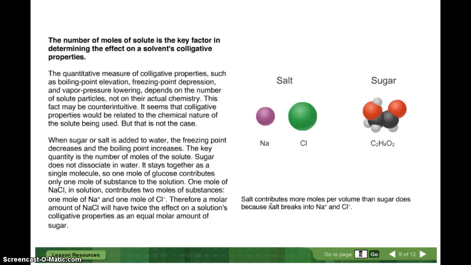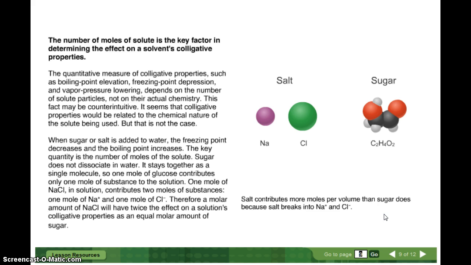Sugar does not dissociate in water. It stays together as a single molecule. So 1 mole of glucose contributes only 1 mole of substance to a solution. 1 mole of sodium chloride in solution contributes 2 moles of substances. How? You get 1 mole of Na and 1 mole of Cl. Therefore, a molar amount of NaCl will have twice the effect on a solution's colligative properties as an equal molar amount of sugar. Basically, it dissolves, so you have twice as many pieces. Sugar stays together, it's just one piece.